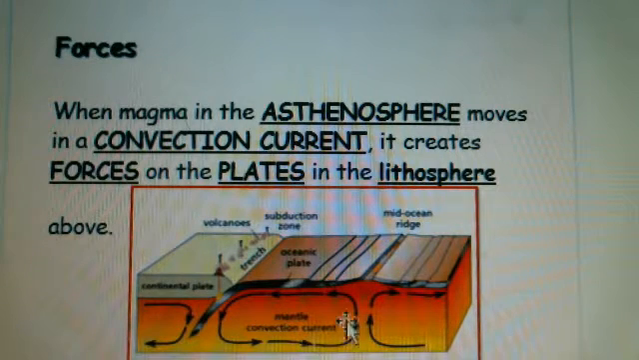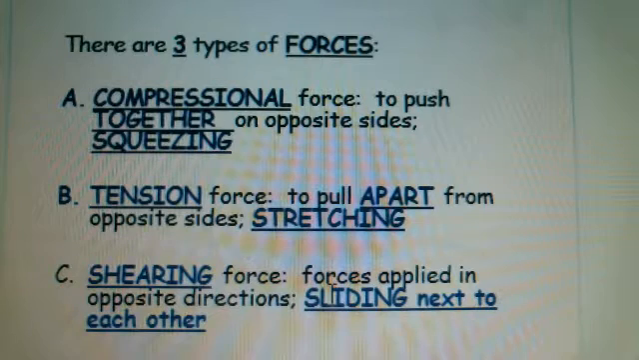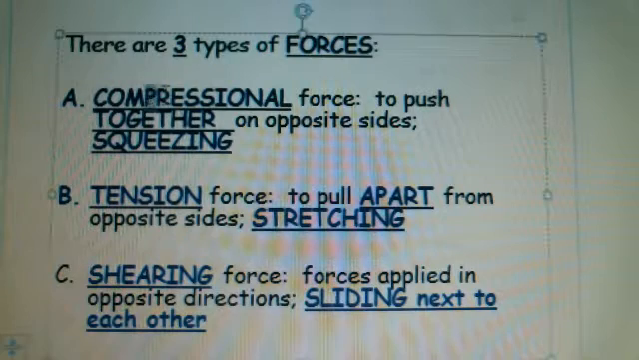So as these currents happen in the deep mantle, in the asthenosphere, the top part of the current will push on the individual plates, the sections of the crust, and cause them to move around. There are three types of forces then when we have this kind of movement. Compressional forces, that's when things push together on opposite sides, squeezing. Inside this word we have the word press, so things are pressing together.